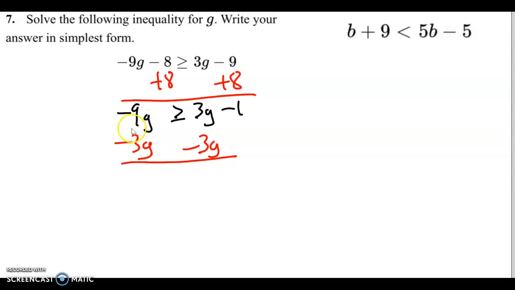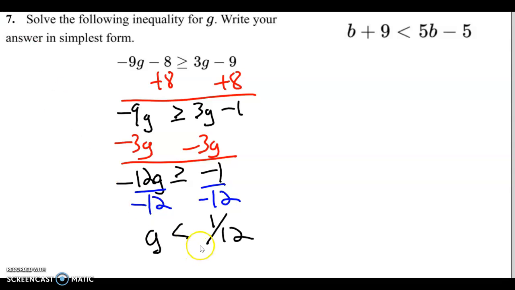Alright, now we got the same sign, negative and negative, so we find the sum. 9 plus 3 is 12. Negative 12g. Alright, we're going to again divide by a negative here, so we're going to swap the inequality around. And here you got a negative divided by a negative, which is a positive. So we change it to positive. A positive 1 over 12. So it's less than or equal to. And the reason this is positive is because we had 2 negative signs, so we just leave it positive.